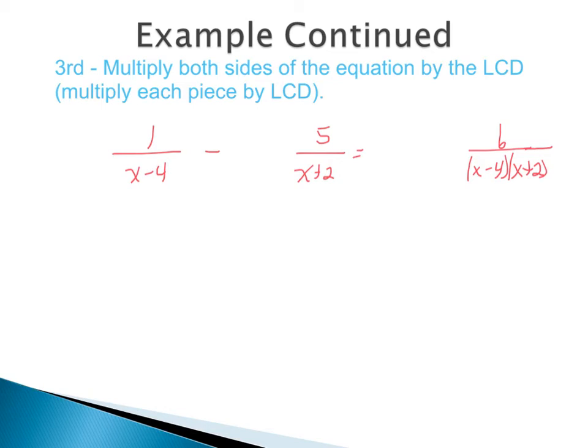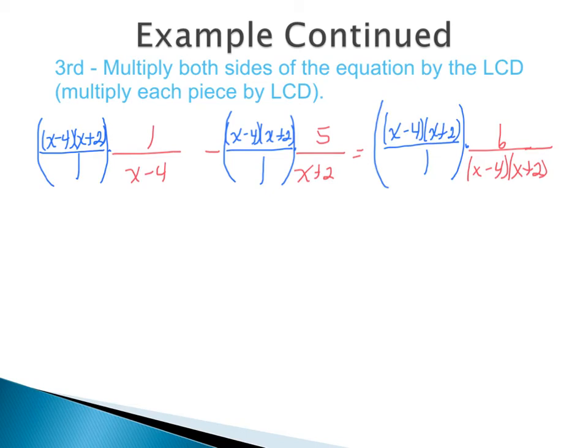So our lowest common denominator was that x minus 4, x plus 2. So I'm going to multiply the first fraction by x minus 4, x plus 2, and I'll put it over 1 so that way you can see that we're multiplying fractions. Remember, any whole number piece we can put over 1. Then we're going to multiply our second fraction by x minus 4 times x plus 2 all over 1. And then finally, we're going to be multiplying our last fraction by x minus 4 times x plus 2 all over 1. So that way we can see that we're multiplying our lowest common denominator by each individual part.